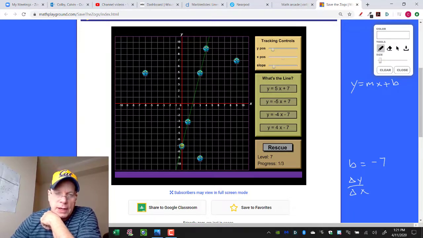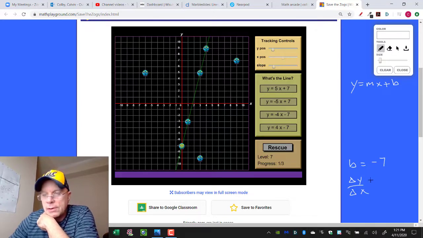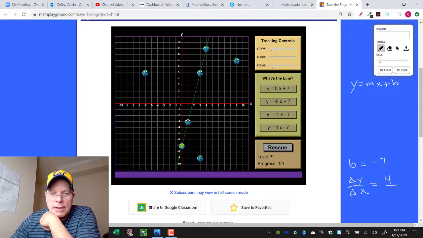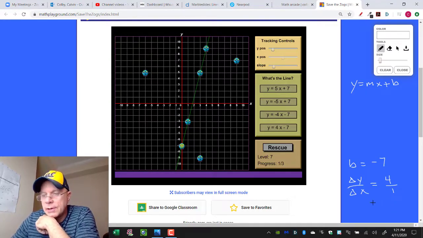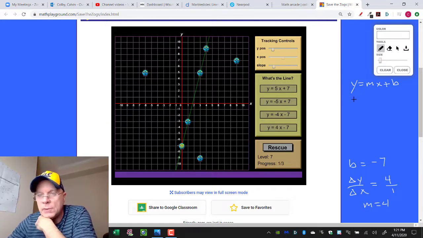Let's go from this zog at our y-intercept to this next zog up here. The change in y from this lower one to this upper one would be up 1, 2, 3, 4. So that's a vertical change of positive 4. And then from there I need to move 1 to the right, so that's a horizontal change of positive 1. So again we have a slope of positive 4. When you substitute into this equation, m is positive 4, so 4x plus b is negative 7.